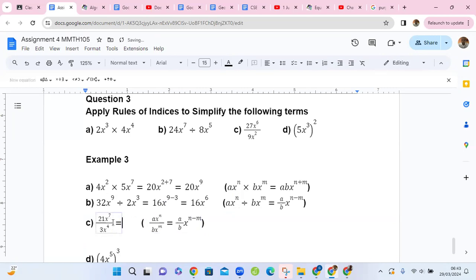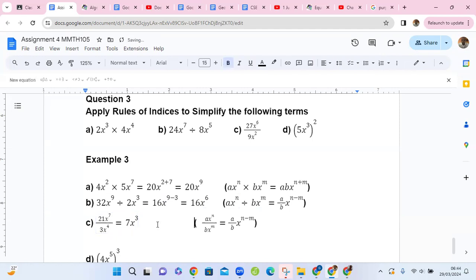So basically, we divide 21 by 3. 21 divided by 3 is 7. And we subtract the powers. 7 subtract 4 will give us 3. So 21 divided by 3 is 7. 7 subtract 4 is 3. Divide the coefficient, subtract the power.